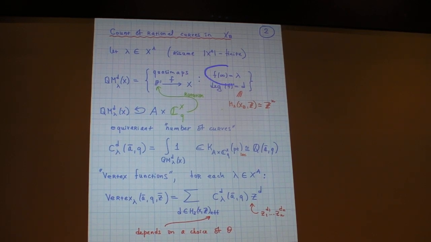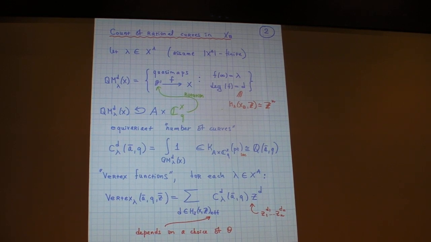So I want the point at infinity of my curve to go to this specially chosen fixed point. All right, and let's say d denotes the degree of this map, and the degree is an element in the second cohomology of the Quiver variety, which is a lattice, and n here denotes the number of vertices in the quiver. So it's always a lattice like that. Okay, so I have this moduli space, and it's known that it's a nice moduli space. You can do enumerative geometry of that.